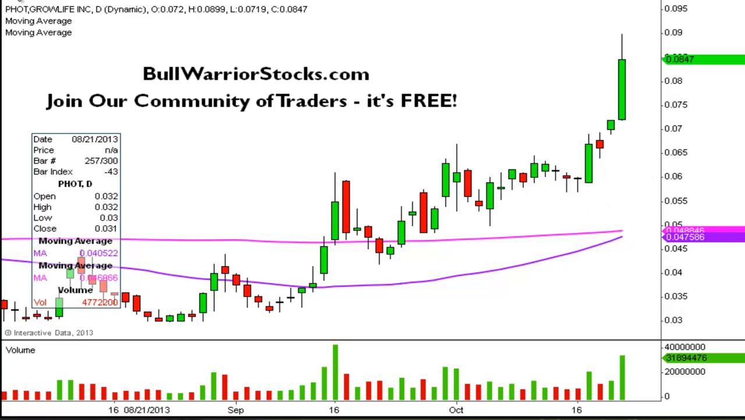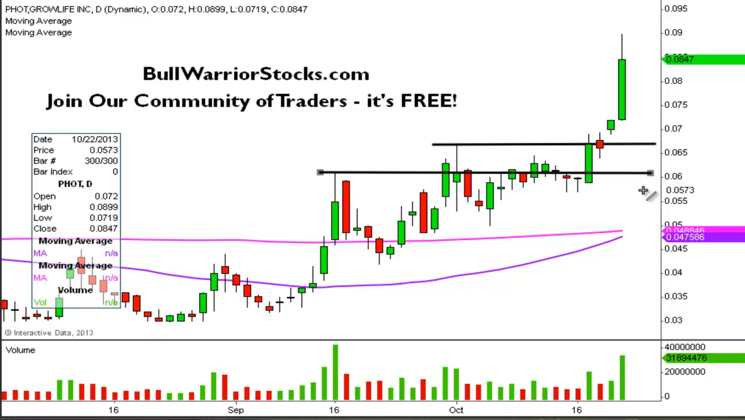Now, in terms of support levels, the two levels of support that are really sticking out to me, other than obviously those moving averages down below, are going to be these two levels right here. First one being 0.067, which is based on that high right there, and then the other one being based off this other high at 0.061.